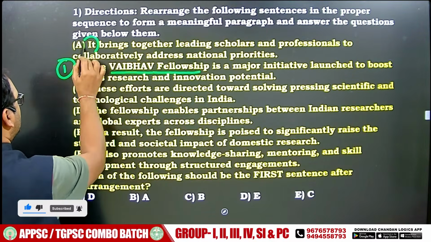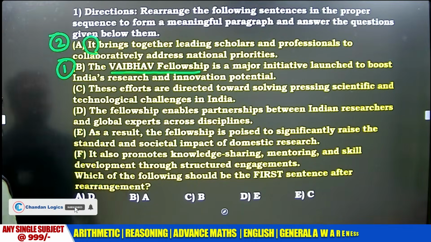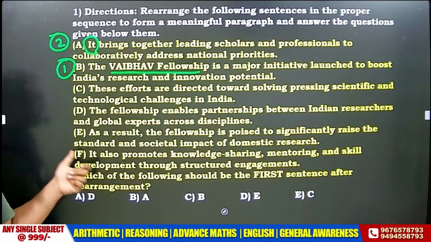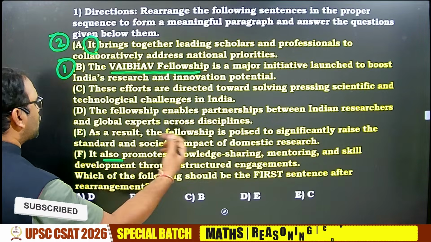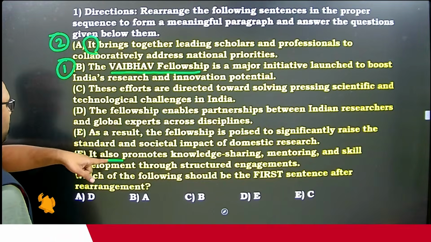A noun naturally precedes a pronoun. You may have a doubt, sir: here also it is a pronoun. Yes, it is also a pronoun, but the problem is you cannot use "also" in a first statement, so you can't use it.